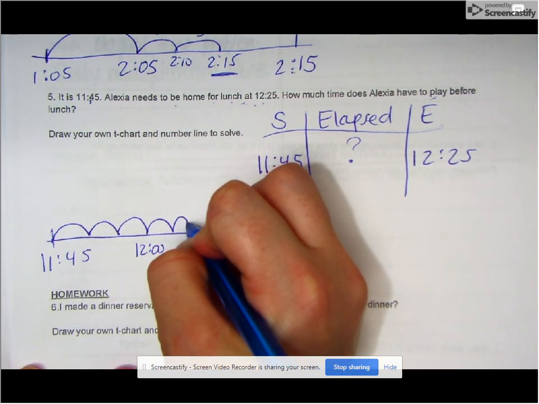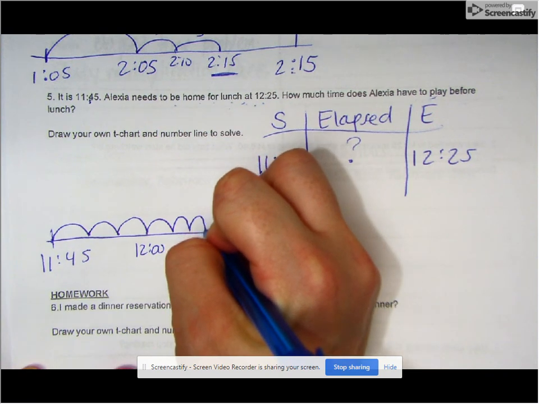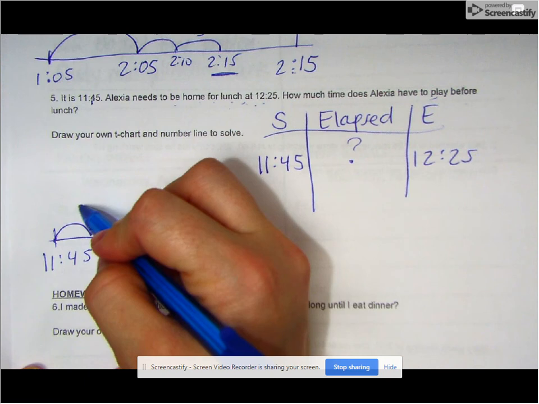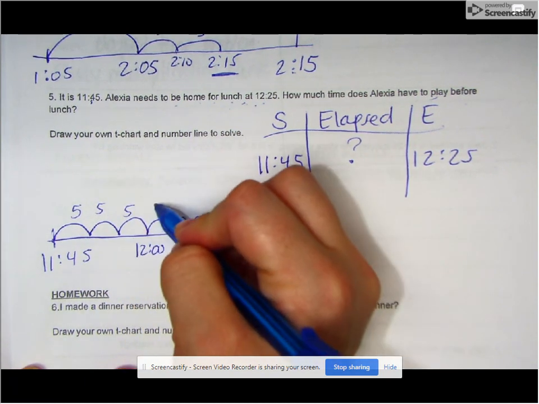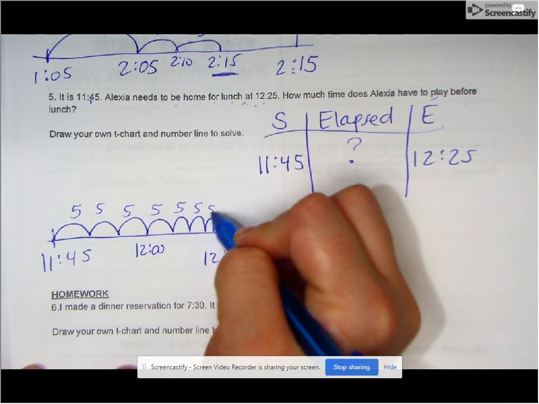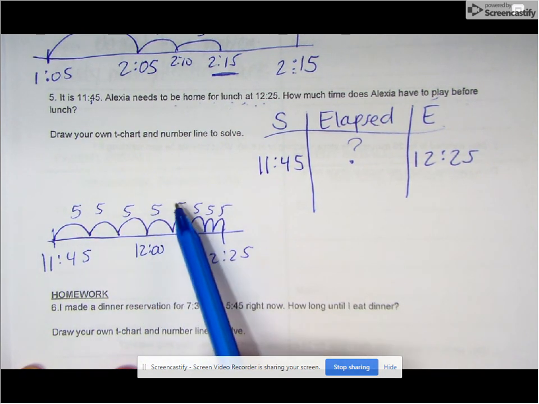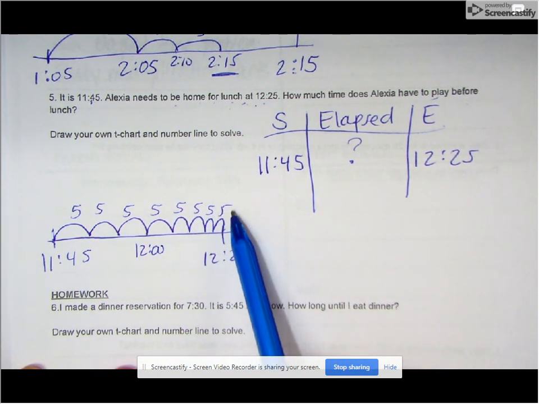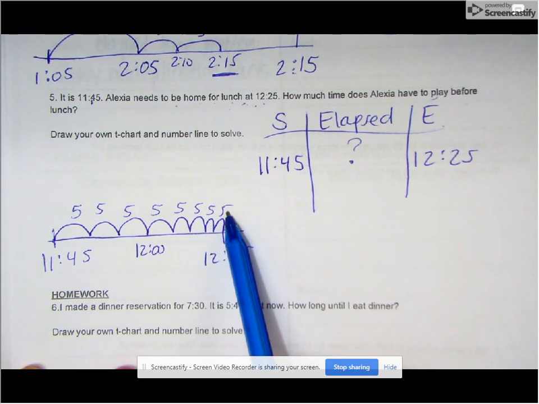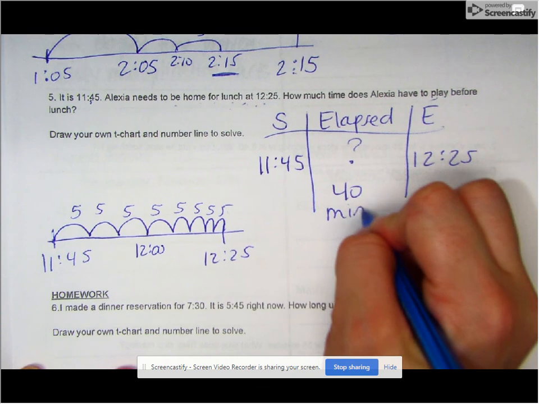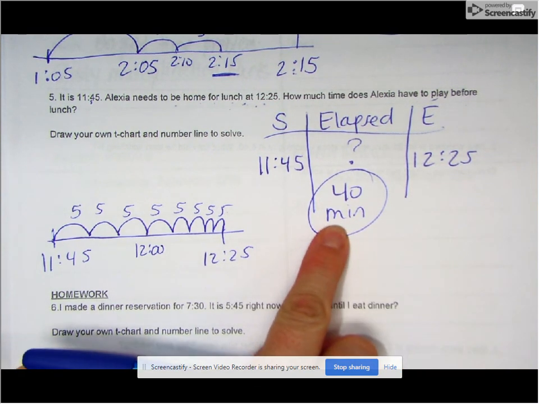12:05, 12:10, 12:15, 12:20, 12:25. And then we just go back and say all of these were 5-minute jumps, and they can count those up. 5, 10, 15, 20, 25, 30, 35, 40. So she has 40 minutes to play before she has to be home for lunch.